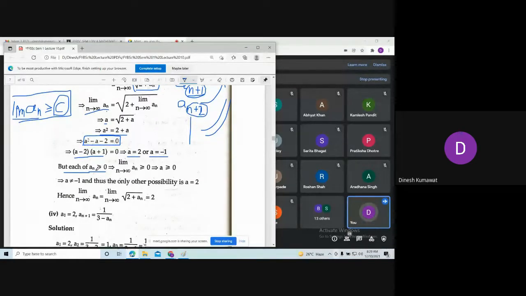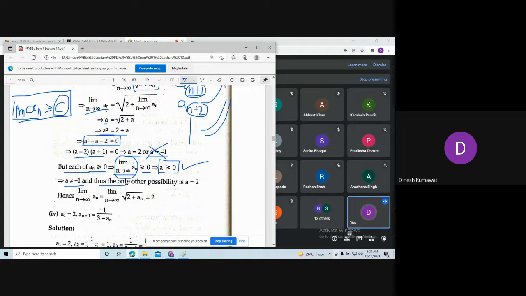Okay, so using this, we are going to say limit of a(n) is bigger than or equal to 0. But what is limit of a(n)? Limit of a(n) is nothing but a. So a is always bigger than or equal to 0. So this won't be possible because here we are getting a is minus 1, which is strictly less than 0. But we have a is bigger than or equal to 0. So this is not possible.